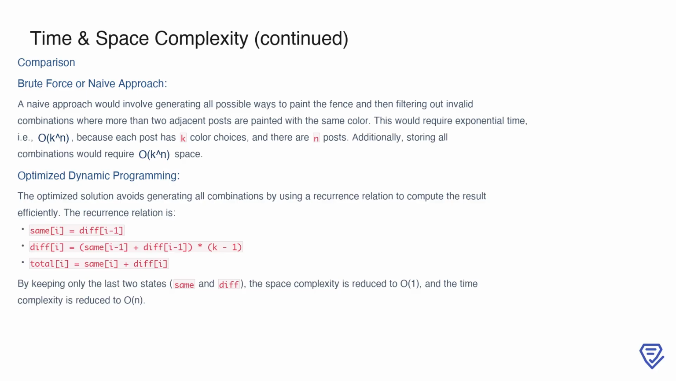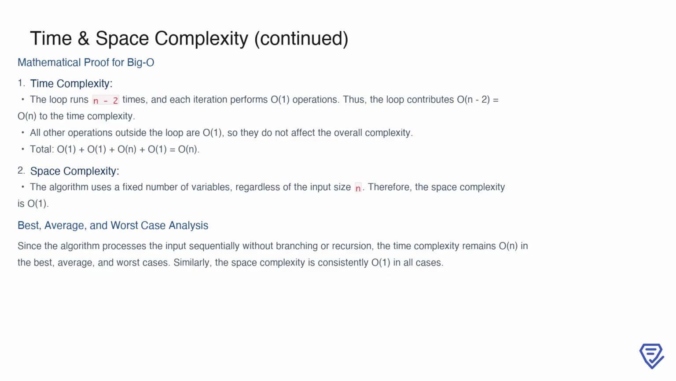In contrast, the optimized approach uses a dynamic programming recurrence relation to calculate the result efficiently. Specifically, it tracks same and diff states, where same(i) represents cases where the last two posts are the same color, and diff(i) represents cases where they are different. By updating these states iteratively and only keeping the last two values, the optimized solution reduces the space complexity to O(1) and the time complexity to O(n). To solidify this understanding, let's summarize the mathematical proof for the big O analysis.